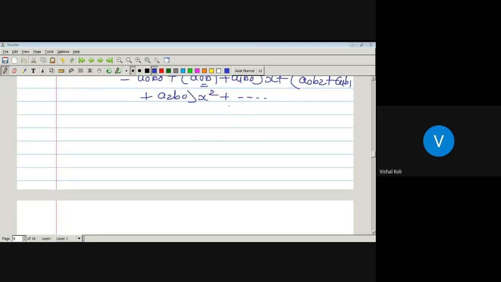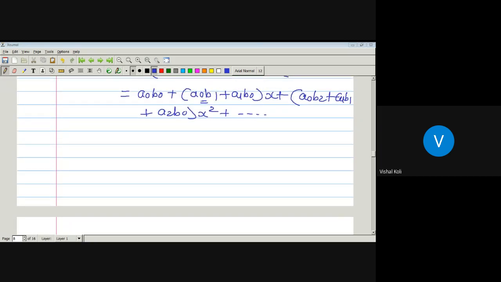Now we have a0 b0, then a0 b1 plus a1 b0, which are the coefficients of x raised to 0 and x raised to 1, and then x square. We will find the coefficient of x raised to k. Suppose this is x raised to k, then what are its coefficients? For x square, it is a0 b2 plus a1 b1 plus a2 b0, whenever k is equal to 2.